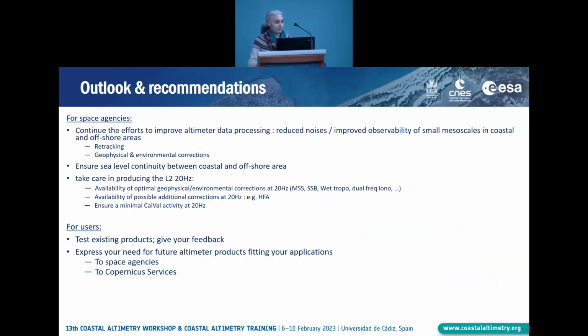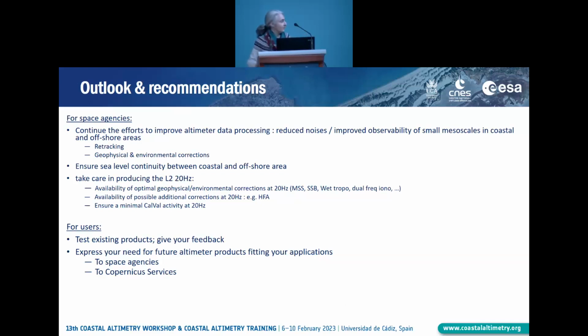I finish with some recommendations. Many of the recommendations have already been discussed during the past days. But I think for the space agencies it's important to continue the effort to improve the processing of the altimeter measurement, reduce the noise and improve the observability of the small wavelengths in the coastal area, but also offshore. So continue to work on different retracking, geophysical and environmental corrections, also different observing techniques, and deliver us good altimeter products.